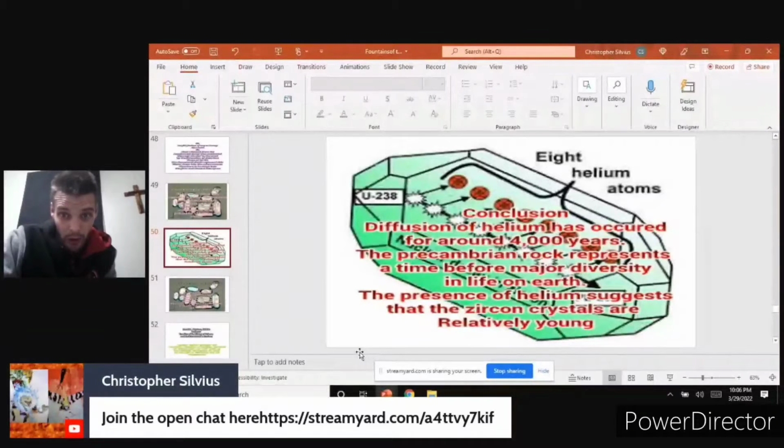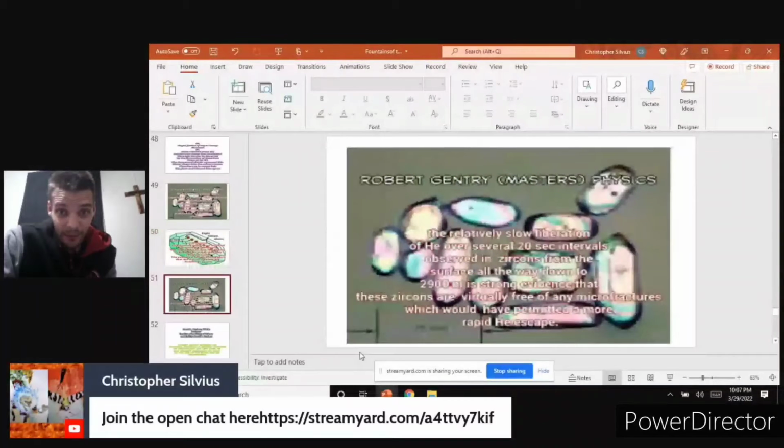The Precambrian rock represents a time before major diversity in life on Earth, and so they believe that there basically wasn't any diversity of life on Earth. There was just single cells, and this is the rock in which we find these helium retention levels. So the presence of helium suggests that the zircon crystals are actually relatively young, because if it was millions of years old, the helium would be gone. It cannot be retained in the rock for that long.